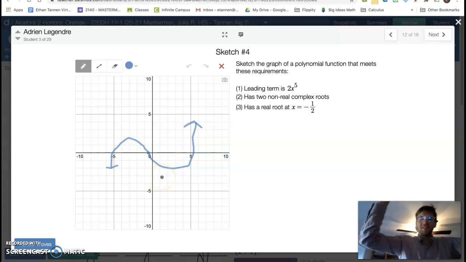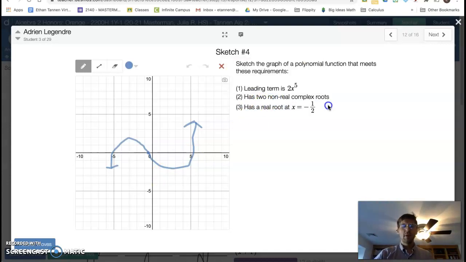Remember, this is my left and right. It may be confusing on the video, but I'm going to skip to the third point. It has a real root at x equals -1/2, which you can see Haley put there passing through the x-axis. And it has two non-real complex roots. So if it's fifth degree and it has two non-real complex roots, what that means is it has to have either 3 real roots, as Haley did here, which is perfectly correct because the other two missing ones for this fifth degree are non-real complex.